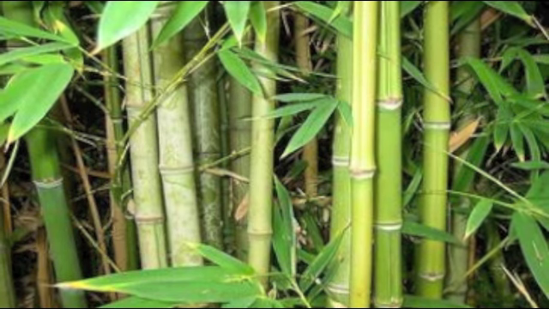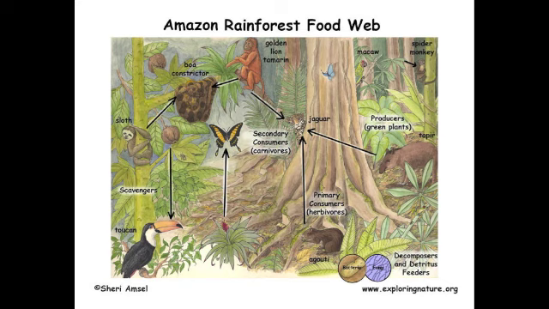Main consumers in the rainforest are bees, which spread nectar from tree to tree, and monkeys, which disperse many of the seeds that plants produce. Some primary and secondary consumers are jaguars, which eat many of the mammals in the forest, and the toucan, which eats many of the insects in the tropical rainforest.